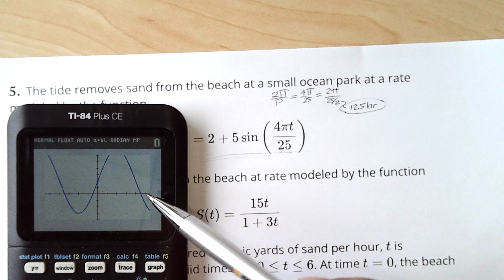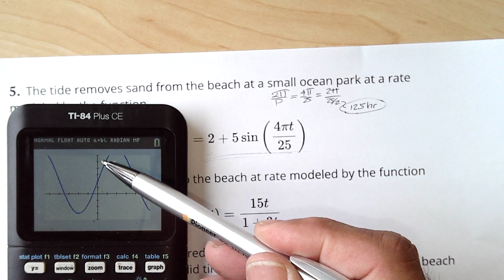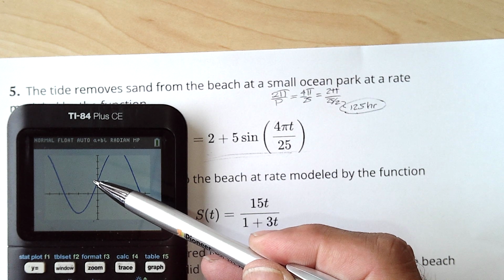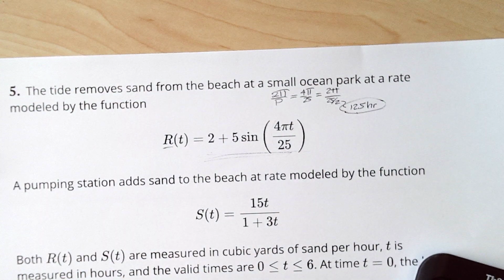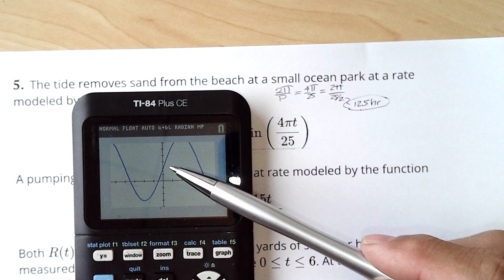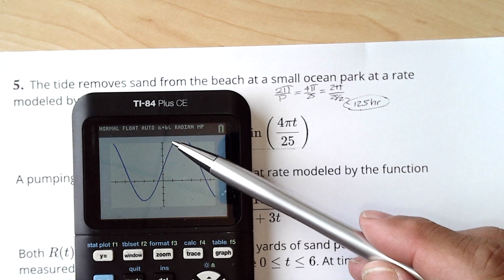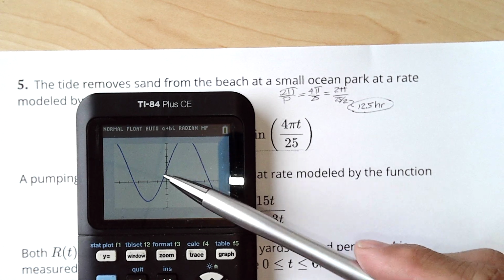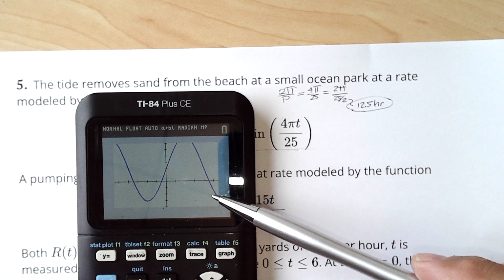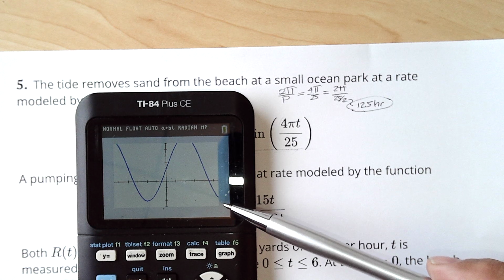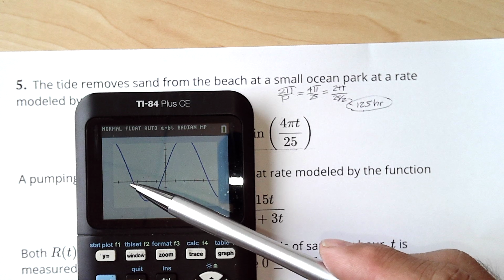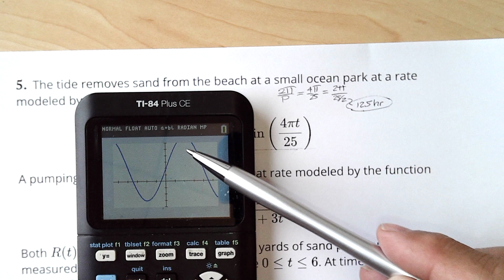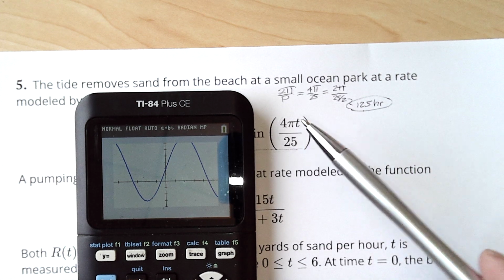So 6 is off. This curve is saying it's removing sand at a rate of 2 cubic yards per hour. Cubic yards of sand per hour. It starts off taking 2 cubic yards per hour, and then it goes to 3 and 4 and 5 and 6 and 7, and then comes back down. So it's removing cubic yards, and finally it starts adding back. This is a graph of how fast it's removing. This is when it was adding back, and this is removing, and this is adding back, and then removing. That's what's going on here.